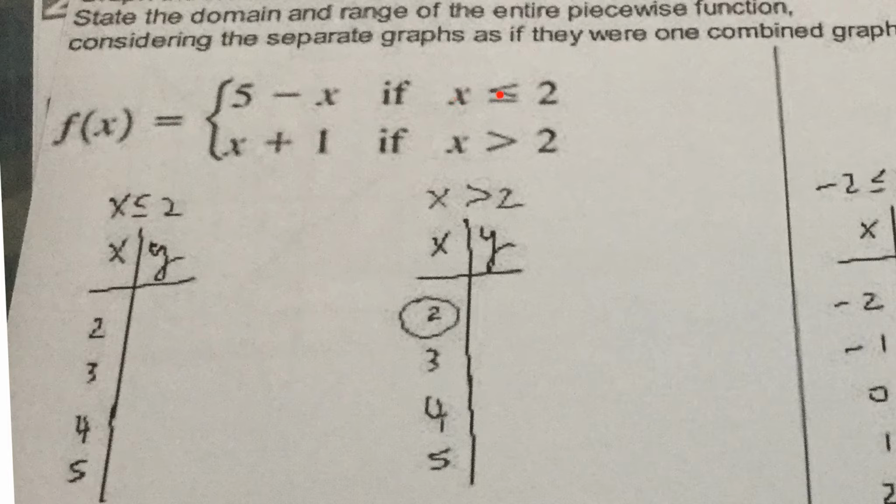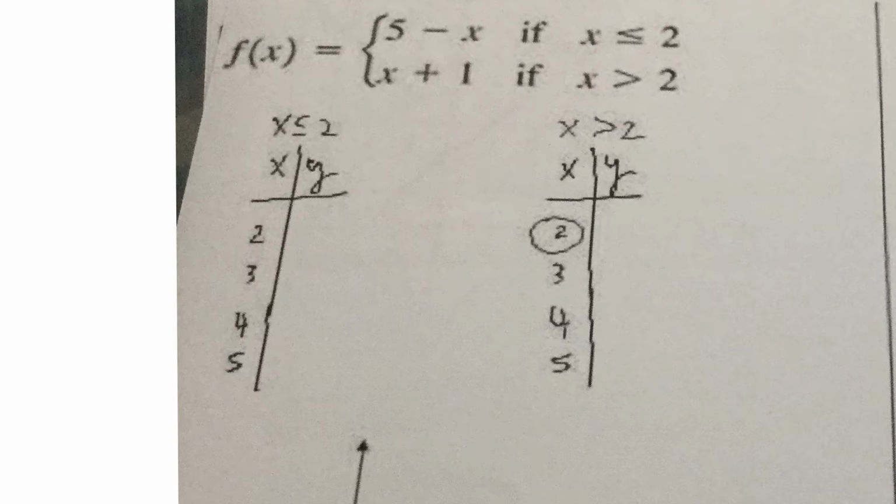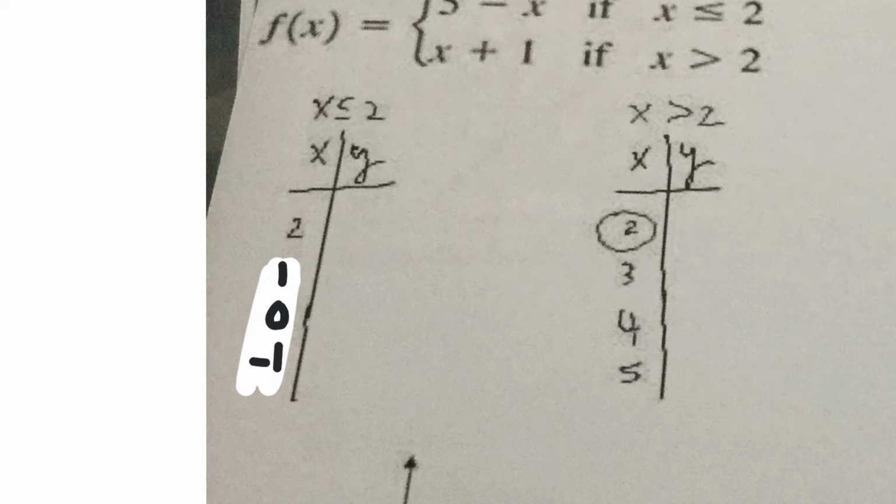So what are some x values that are less than or equal to 2? Well, you'll see right here they plugged in 2, 3, 4, 5. That does not work, because those are not less than or equal to 2. So let's change that. What are some x values that are less than or equal to 2? 2, 1, 0, and negative 1. If you want to make your own table, whatever you want to do.